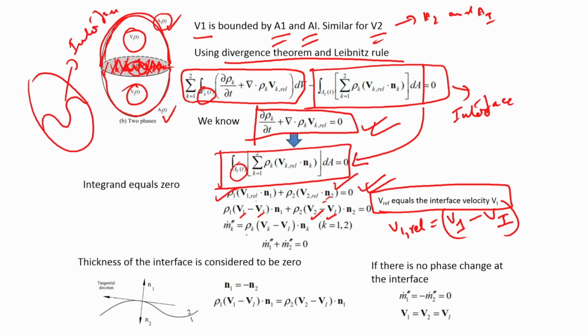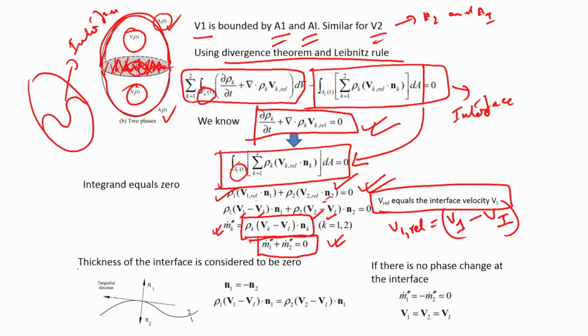Now, if you consider this particular term, what does this designate? It designates some kind of a mass flux, Vk minus Vi dot Nk into rho k. It definitely designates a mass flux. So, it essentially means the sum total of the two mass fluxes considering both the phases has to be equal to 0. So, M1 double prime plus M2 double prime has to be equal to 0.